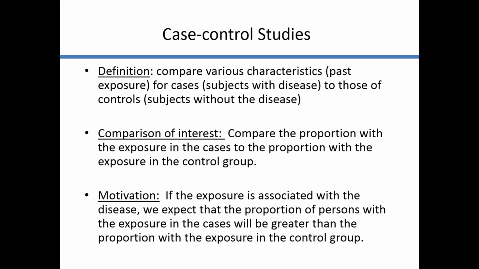If the exposure is associated with the disease, we expect that the proportion of persons with the exposure in the case group will be higher. The cases will be more exposed to cigarettes in the past, if they have lung cancer, compared to the proportion who have the exposure in the control group. So we start with lung cancer cases. We would expect a higher proportion of them would report a history of smoking cigarettes in the past, compared with people who do not have lung cancer.